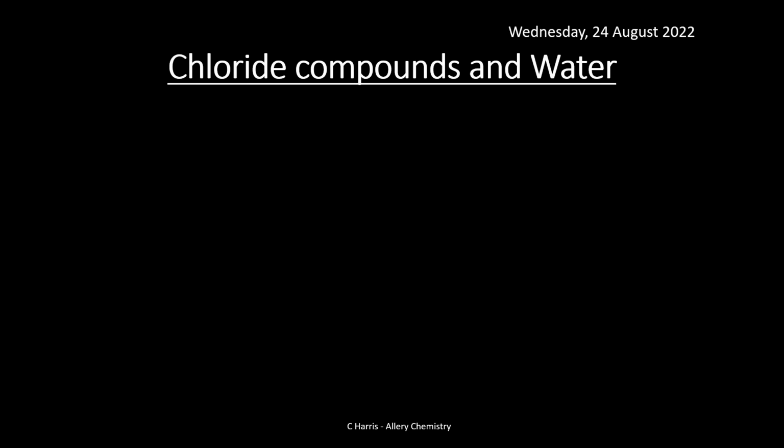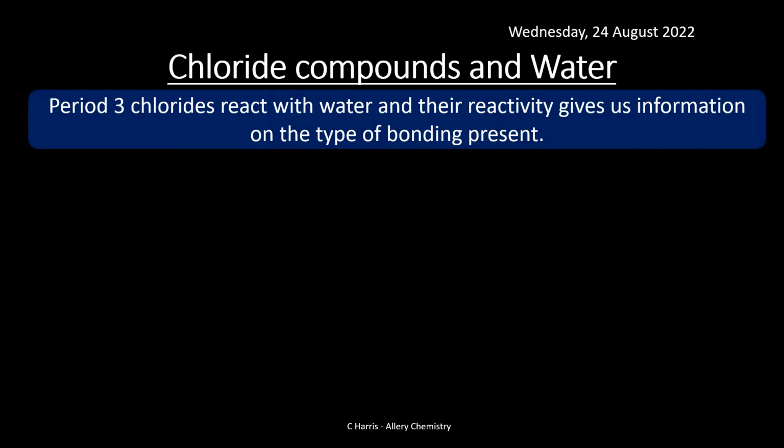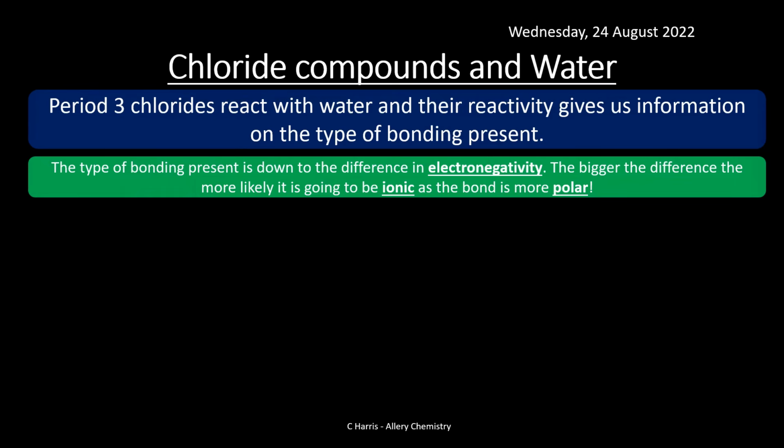Okay, so just looking at some final other reactions as well. So looking at chloride compounds reacting with water. So your period 3 chlorides react with water, and their reactivity gives us some information on the type of bonding that's present. And obviously the type of bond that's present is dependent on the difference in electronegativity, and you would have seen this in the bonding topic previously. So it's down to how big that difference is. Obviously, the bigger the difference, the more likely it's going to be ionic, and so therefore the bond will be a lot more polar as a result of that.